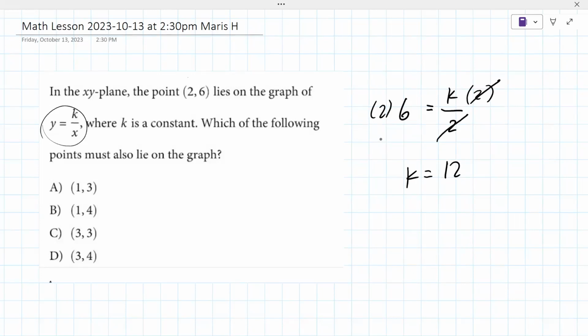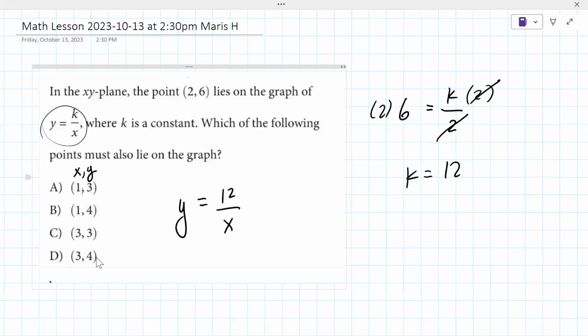Now, the equation is y equals 12 over x. So do any of these ordered pairs work in this equation? No, we don't know what x is yet. Isn't the first one x and the second one y? Yeah. Okay, so I would recommend trying these until you get one that works.